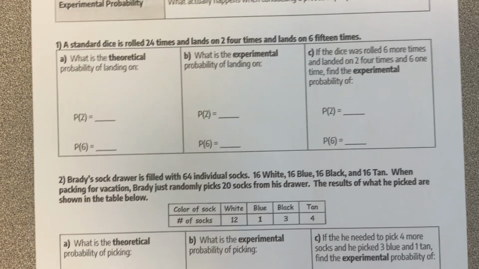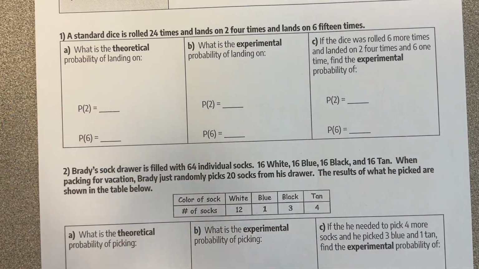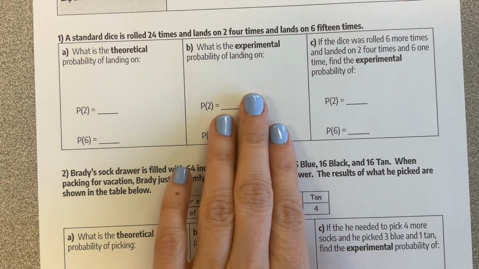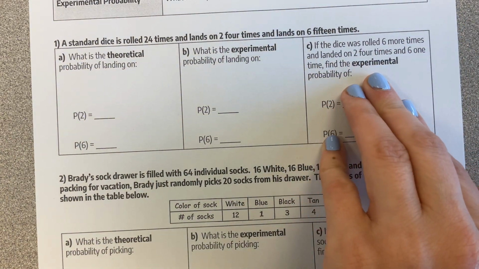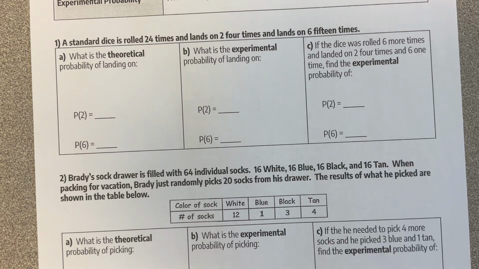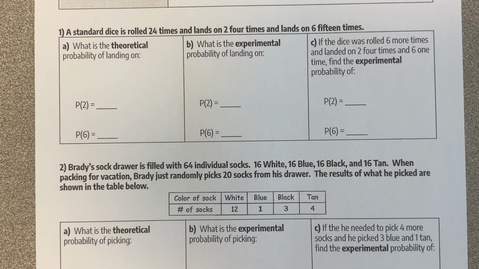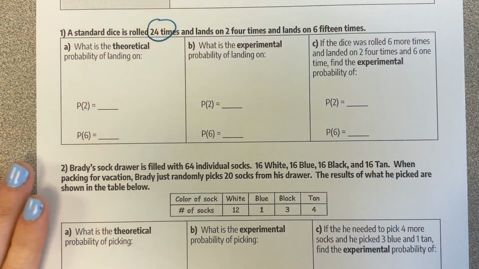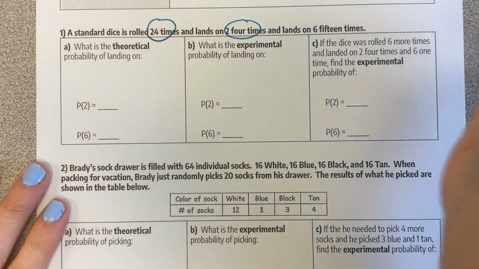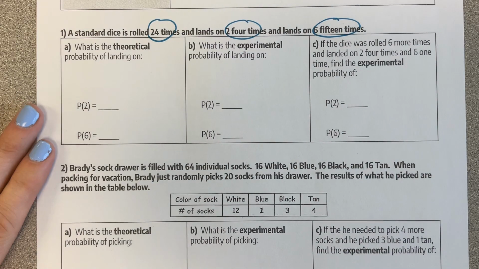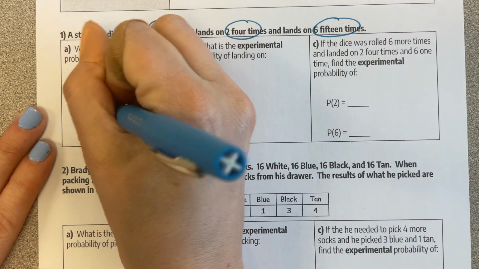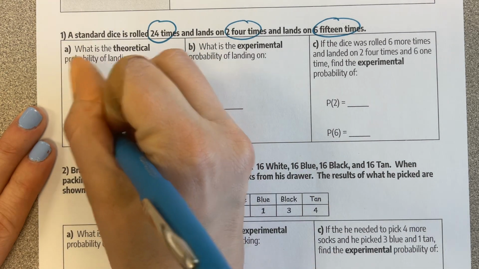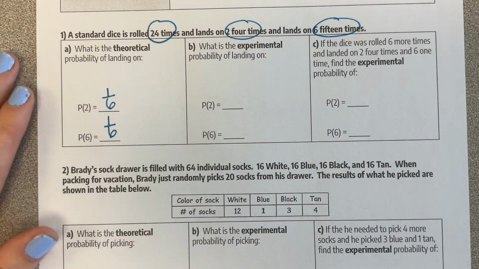So we're going to look at some scenarios where we identify the theoretical probability, identify the experimental based on the information given, and then give some new values to it, and then refine the new experimental probability. So number one, a standard dice is rolled 24 times and lands on 2 4 times and 6 15 times. So theoretically, this is a standard dice. So we should get 2, 1 out of 6. We should get 6, 1 out of 6, okay?